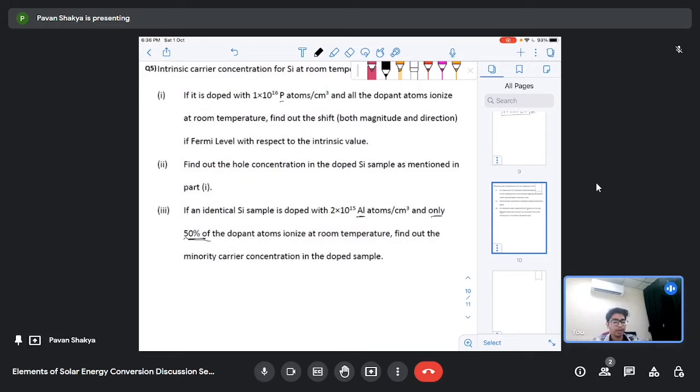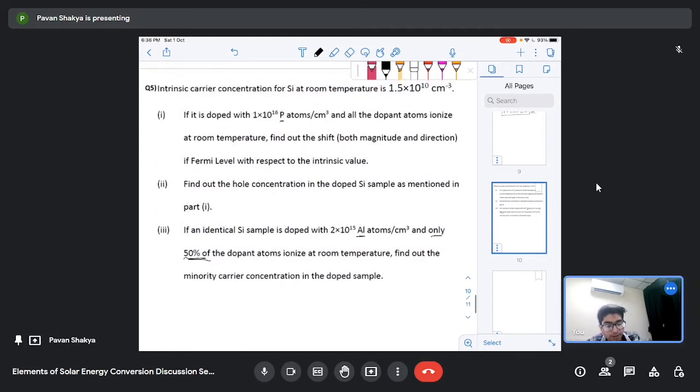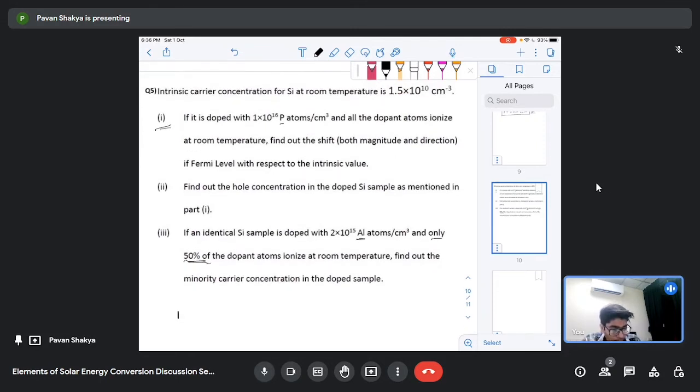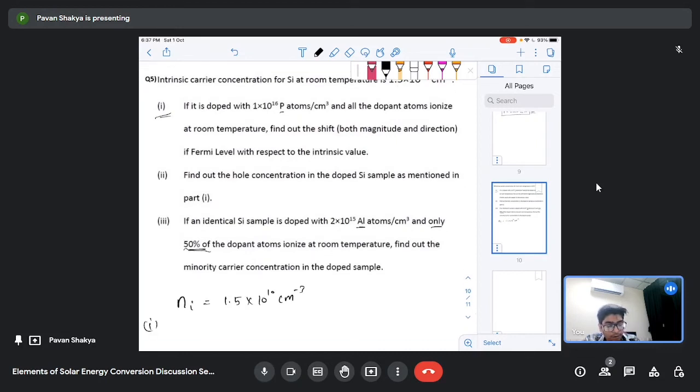So we have to calculate the minority carrier concentration. So now first we will solve the first part. In the problem, the intrinsic carrier concentration that we represent as Ni is given as 1.5 into 10 to the power 10 per centimeter cube. Now we will move to the first part.